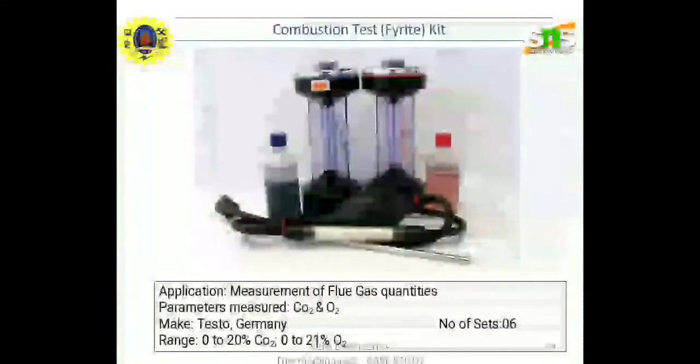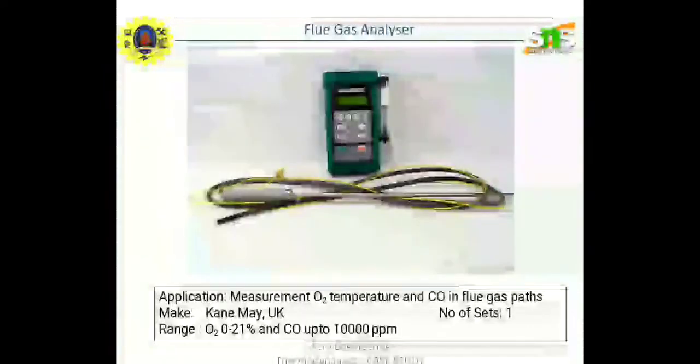It's a combustion test for measurement of flue gas quantities. The parameters are carbon dioxide and oxygen, and the range is 0 to 20% carbon dioxide and 0 to 21% oxygen. It's a flue gas analyzer. It measures temperature and carbon dioxide in flue gas paths. The range is 0 to 21% and up to 10,000 ppm.